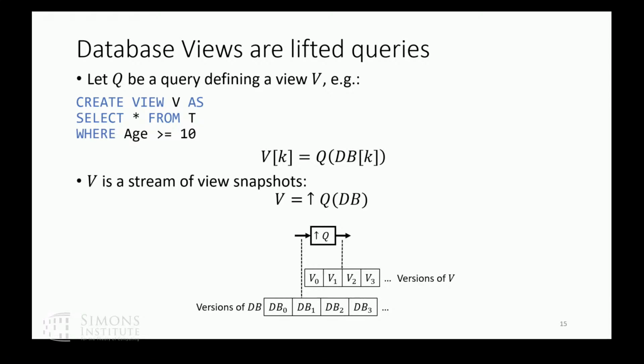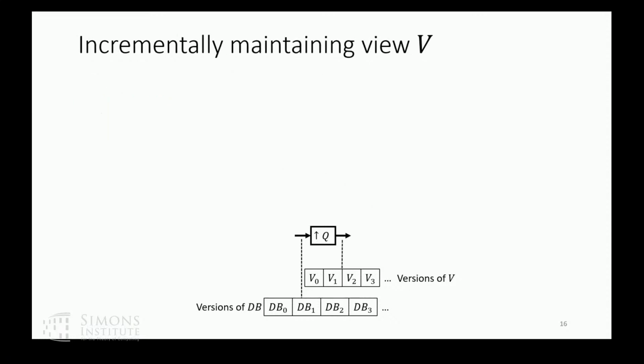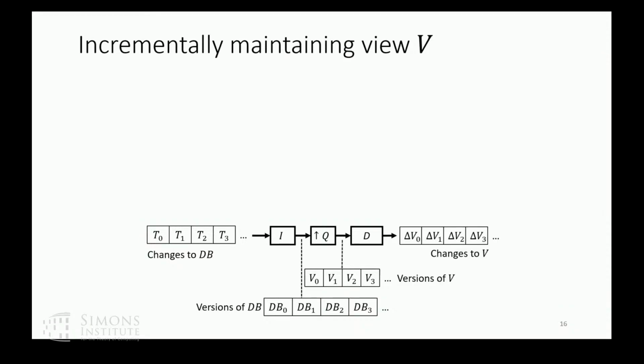Okay? So this is an equation on streams. DB is a stream of database snapshots. V is a stream of view snapshots. Okay, so now I will define what it means to incrementally maintain this view. So first of all, we'll compose the two definitions I gave you. Remember, I said that the database itself, as a stream, is the integral of a stream of transactions. So I just put these two diagrams together. And now I'll make it symmetric. I'll differentiate the stream of views. What will we get? We will actually get a stream of changes to the view.